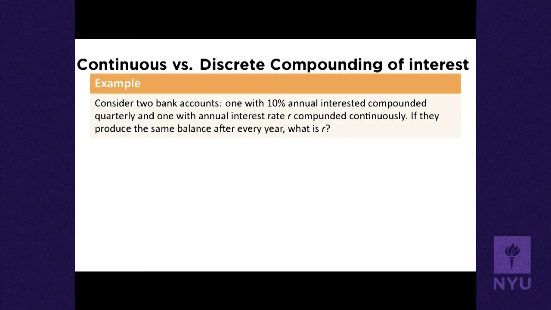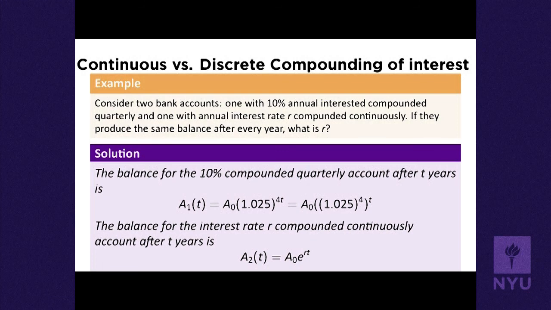Okay? So 10% compounded quarterly is equivalent to what compounded continuously? Let's see if we can solve that equation. Well, I said quarterly, huh? 10% annual interest compounded quarterly.